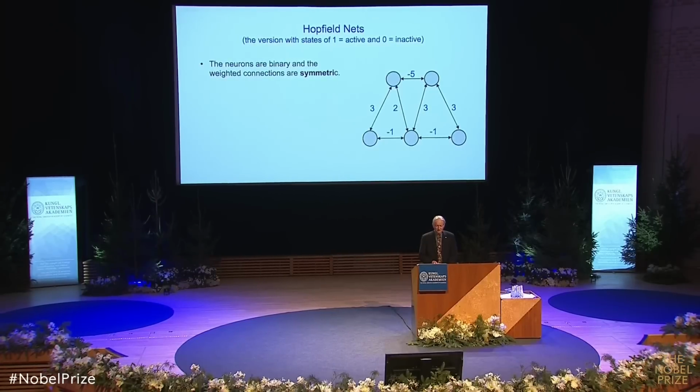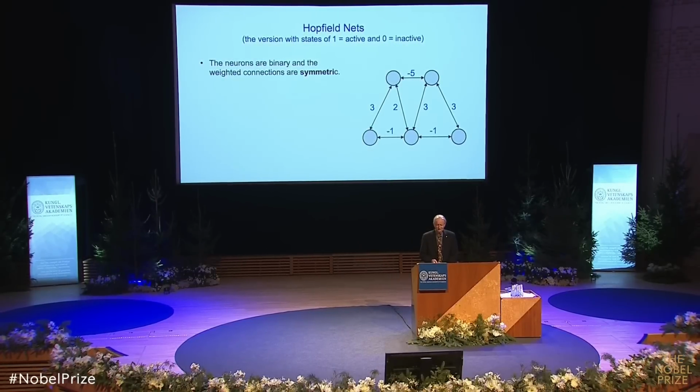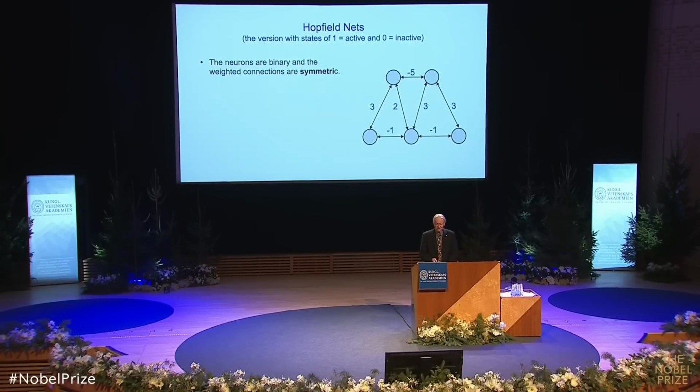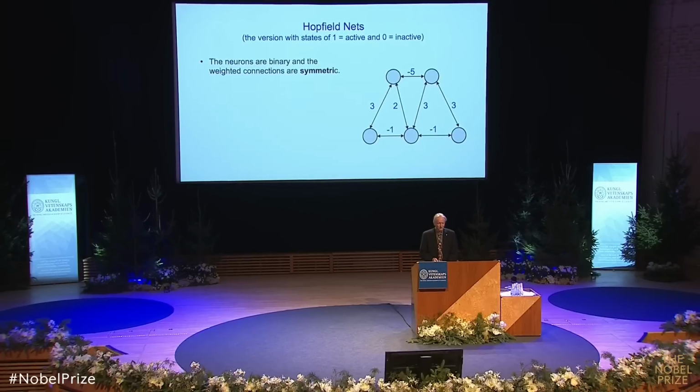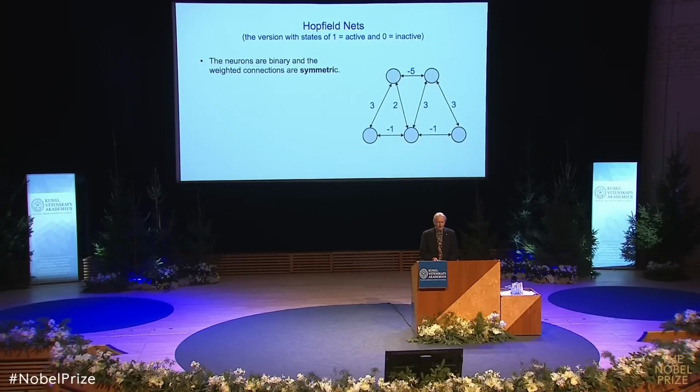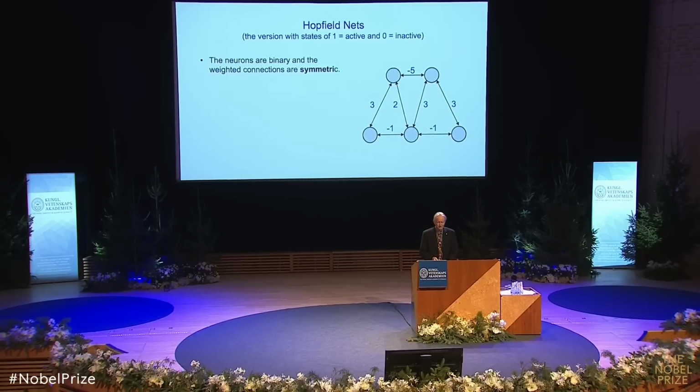So today I'm going to do something very foolish. I'm going to try and describe a complicated technical idea for a general audience without using any equations. So first I have to explain Hopfield nets, and I'm going to explain the version with binary neurons that have states of 1 or 0. On the right there you'll see a little Hopfield net, and the most important thing is the neurons have symmetrically weighted connections between them.